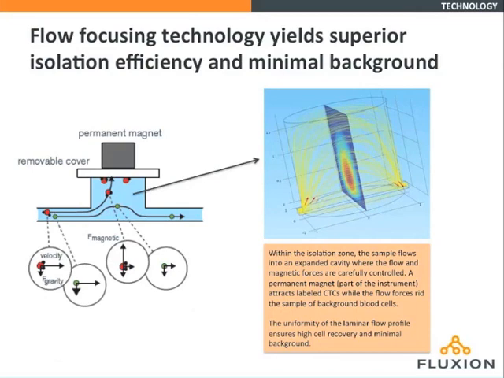So here's the principle of separation and what sets this apart from other immunomagnetic approaches. We used a microfluidic approach, and what that allows us to do is to have a continuous flow system where the separation happens in a really well-defined region below a permanent magnet.